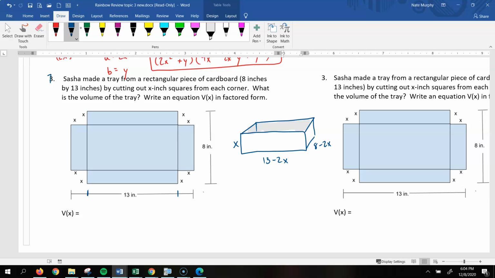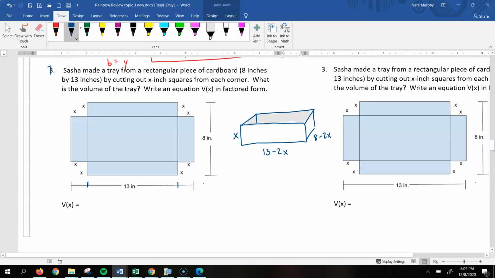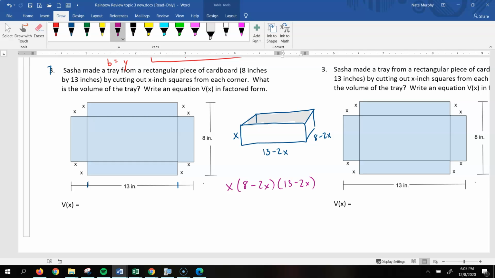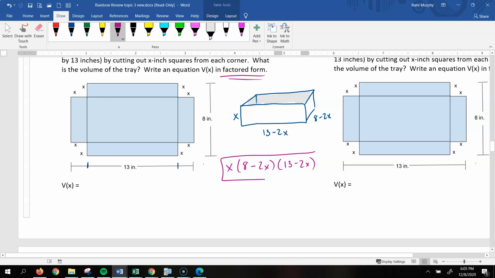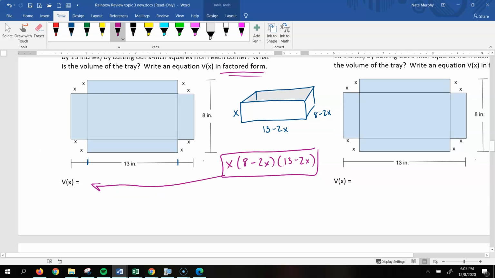So when it says, what is the volume of the tray? We want to write the equation in factored form. So we don't have to multiply these together. I think I worked with some of you yesterday or the other day, and we put these in standard form. We don't have to worry about that. We're just going to leave it in factored form. So you could have those in any order. We could have x times 13 minus 2x times 8 minus 2x. There's a lot of different ways, but any way you write that, the length, width, and height would be x, 8 minus 2x, and 13 minus 2x. So multiplying those together would give you the volume, but we can leave it in factored form. So this would actually be our answer for the volume.